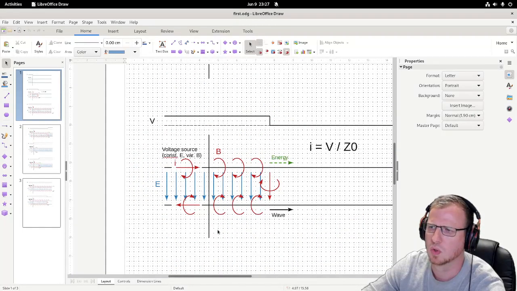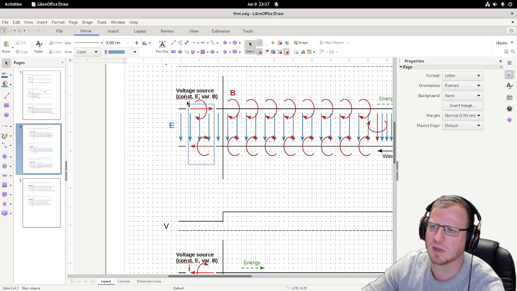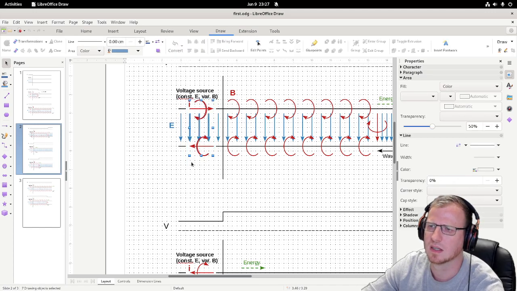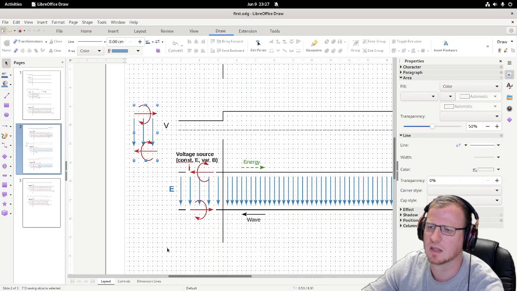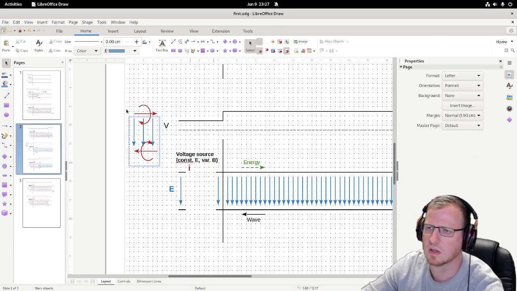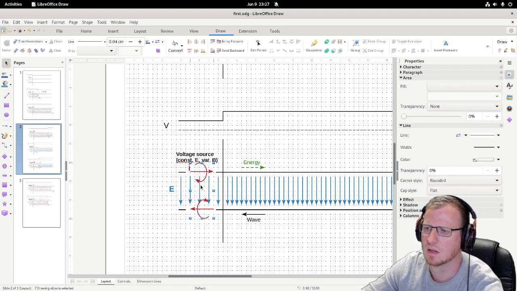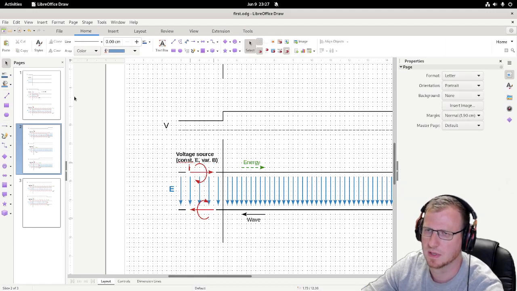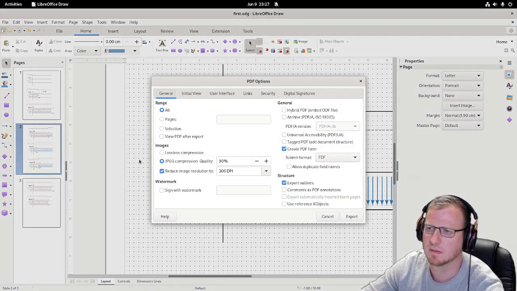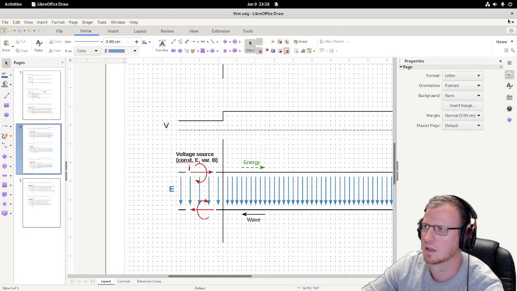So where is it? So this should be like this. Fine. Export as PDF. Yep, export and save. Yes. Back.